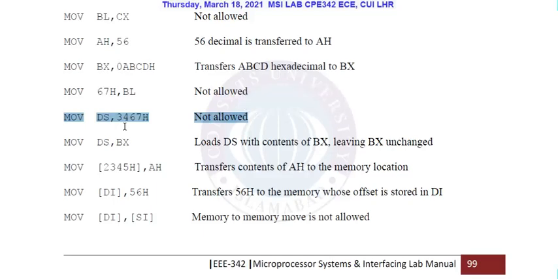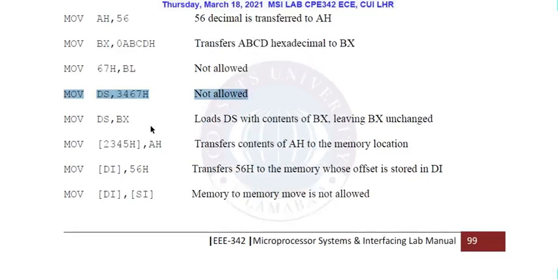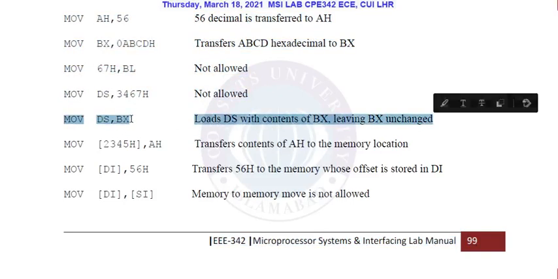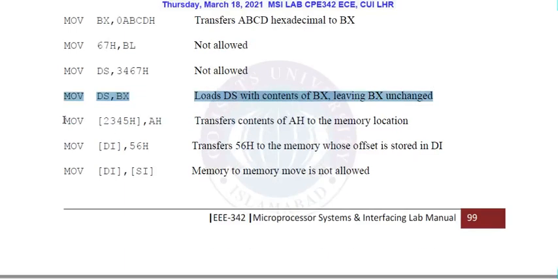If you want to move or assign a value to the DS register, you need to use an intermediate general purpose register for that purpose. Next is MOV DS, BX. This is allowed; in that case the value of DS will be updated by the value of BX, whereas BX remains unchanged.